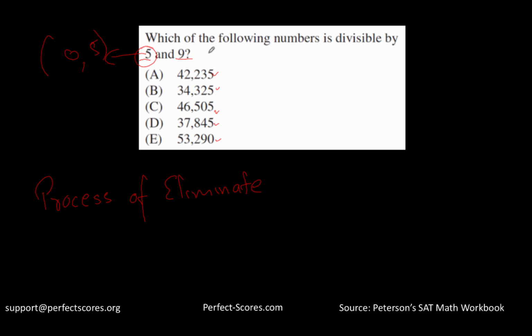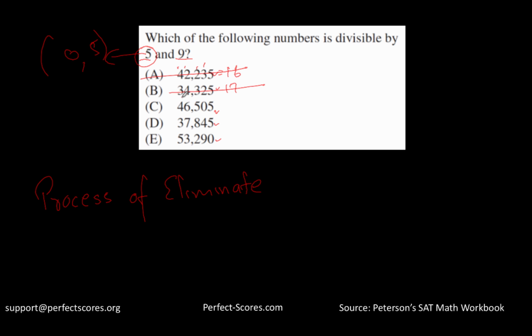Fine. Let's check it. Which of the following numbers is divisible by 9? We're going to add the digits up. 4 plus 2 is 6. 6 plus 2 is 8. 8 plus 3 is 11. And 11 plus 5 is 16. So this is not divisible by 9. 3 plus 4 is 7. 7 plus 3 is 10. 10 plus 7 is 17. Not divisible.